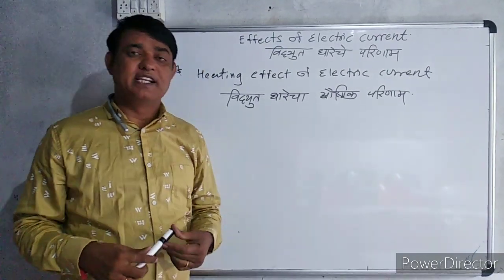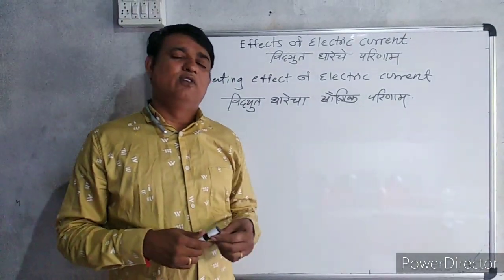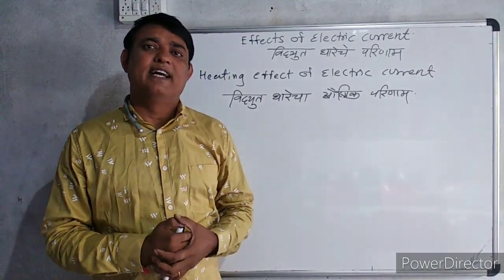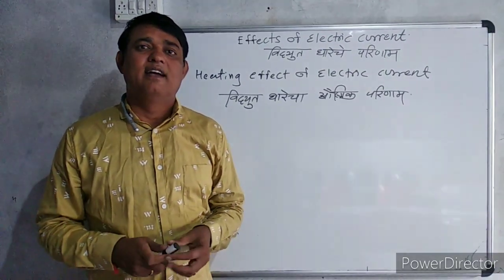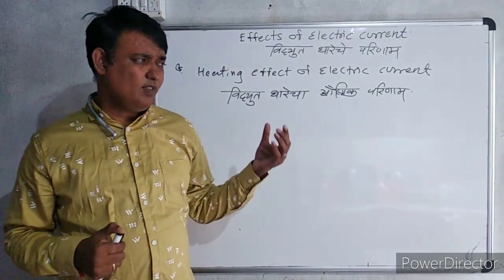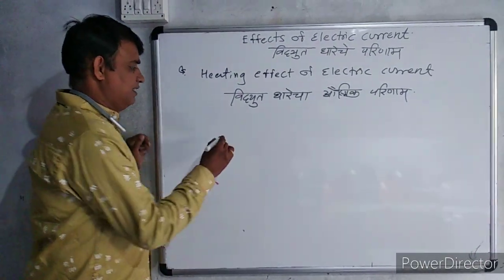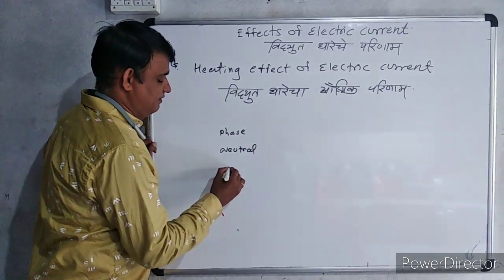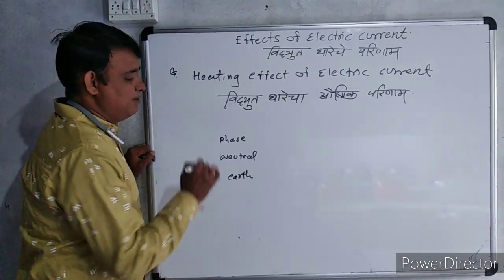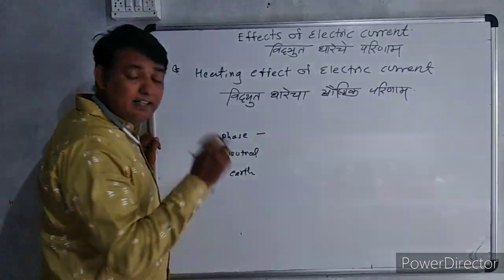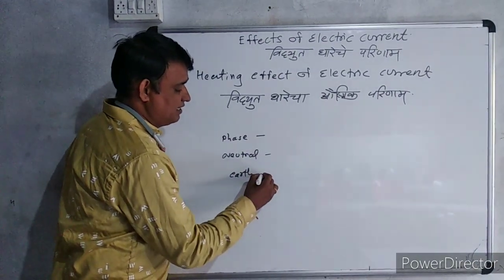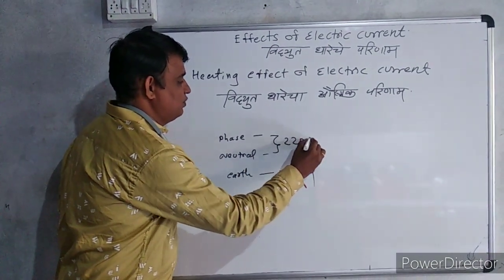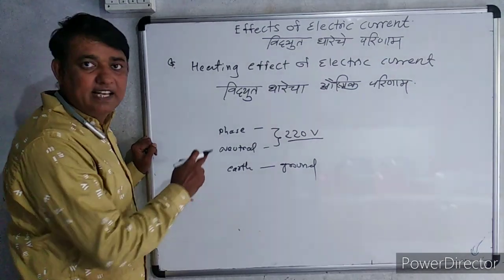Now you heard about short circuits. We saw on news channels or read in the newspaper that a short circuit is happening in so-and-so market and there is a fire. What is a short circuit? In our household, phase, neutral and earthing, three types of wires are there. Phase carries electric current, neutral is neutral, and earthing goes towards the ground. And the potential difference between phase and neutral is 220 volt.